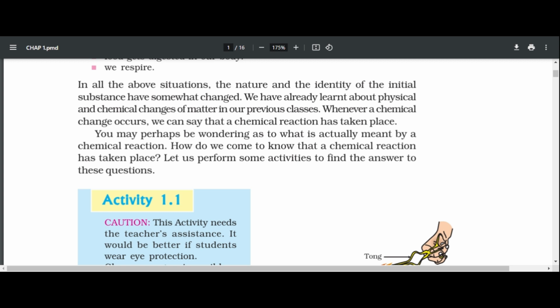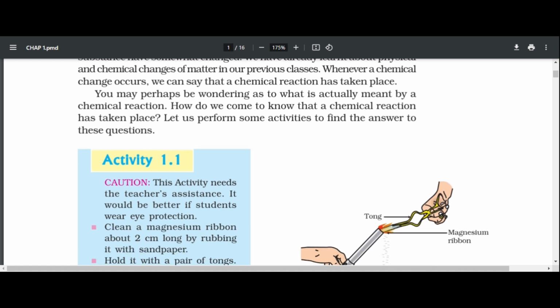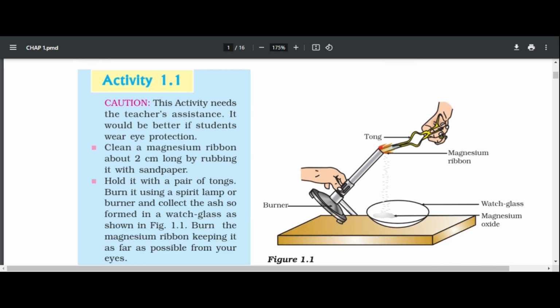We have already learned about physical and chemical changes in our previous classes. Whenever a chemical change occurs, we can say that a chemical reaction has taken place. You may perhaps be wondering as to what is actually meant by a chemical reaction. How do we come to know that a chemical reaction has taken place? Let us perform some activities to find the answer to these questions.